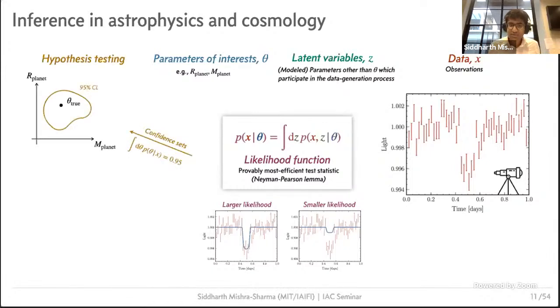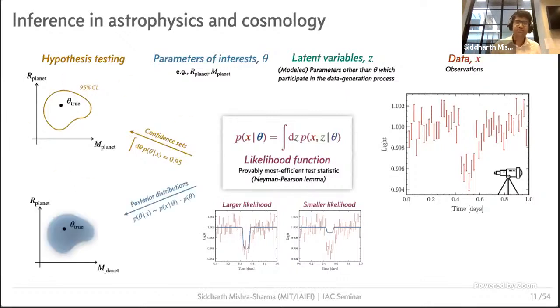But assuming we can compute it, then with the likelihood at hand, we can do inference in whatever way we want. For example, we can build frequentist confidence sets or obtain a posterior distribution by sampling. This is assuming we have a likelihood.